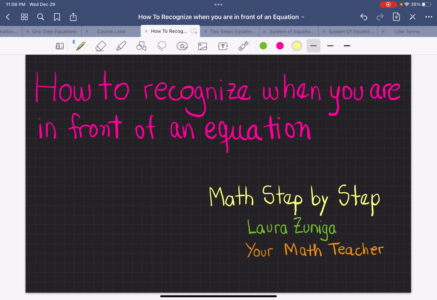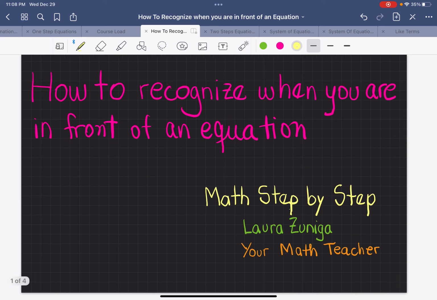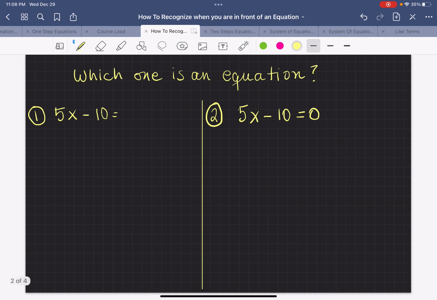Today we're going to see how to recognize when you are in front of an equation. Students always tell me, whenever I'm in front of a problem, I really don't know what to do. I don't know if it's an equation. I don't know if I have to add like terms or if it's the distributive property.